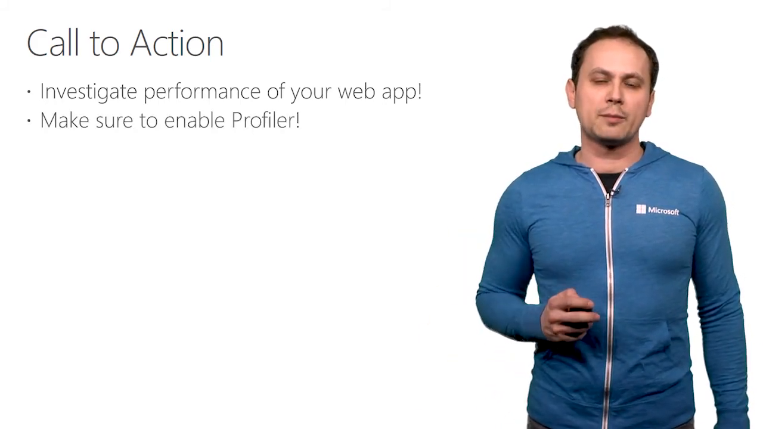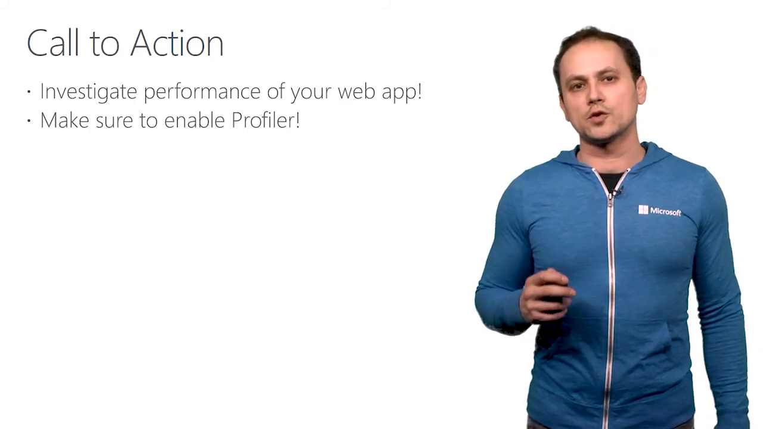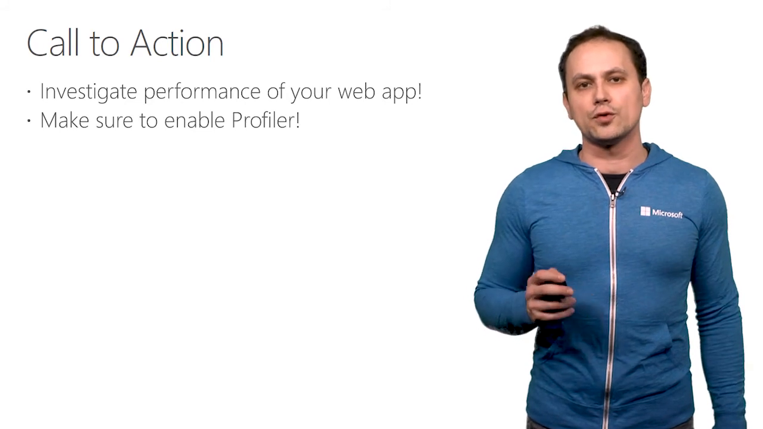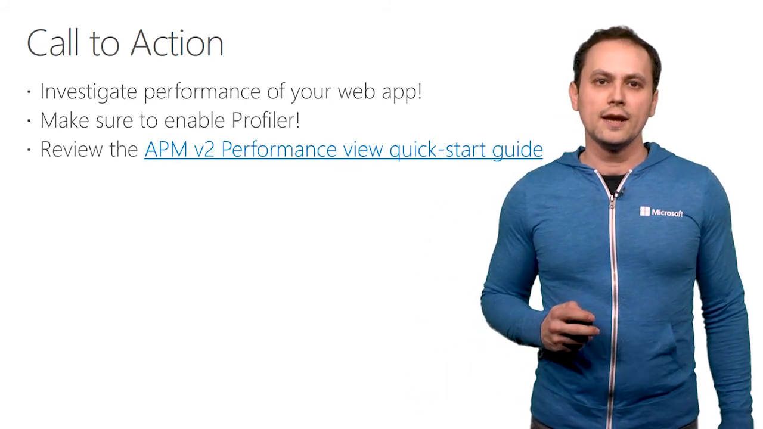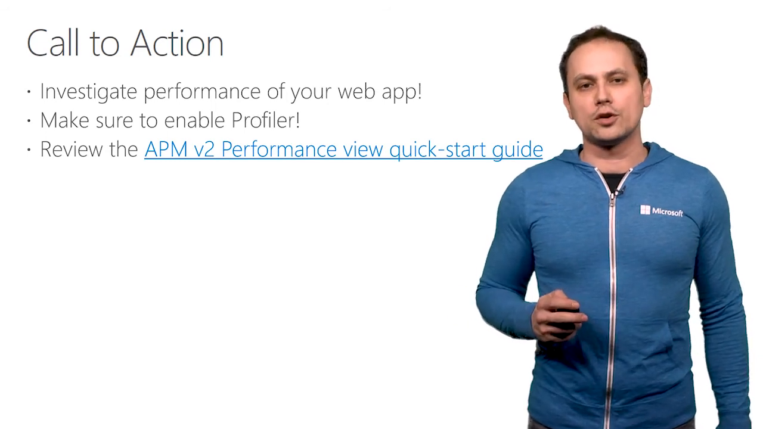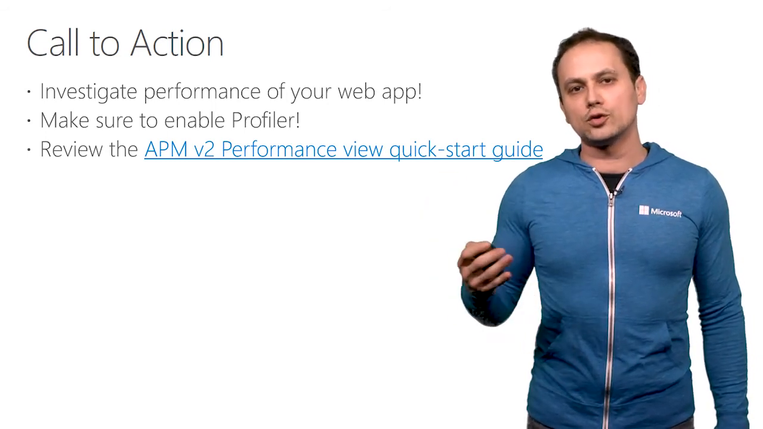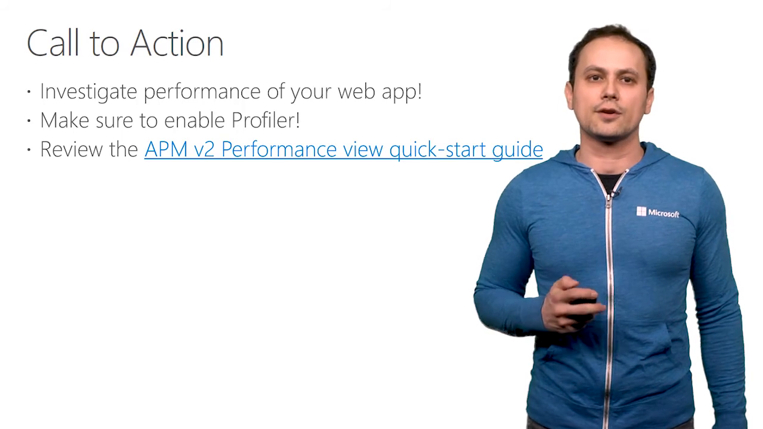And then make sure to enable a profiler. It is disabled by default, but it's really worthwhile enabling because without it, all you'll get is the triage view, and you really want to be able to dive deeper and diagnose your application. We also put together a quick start guide so you can go and review in more detail how to use all of the features I've mentioned in this talk.